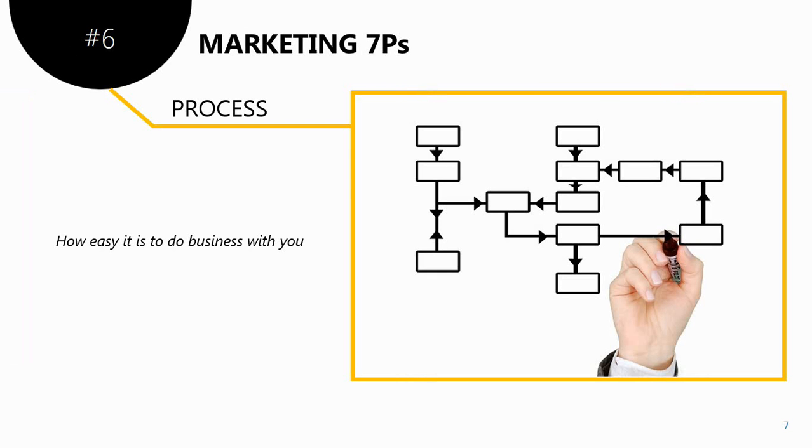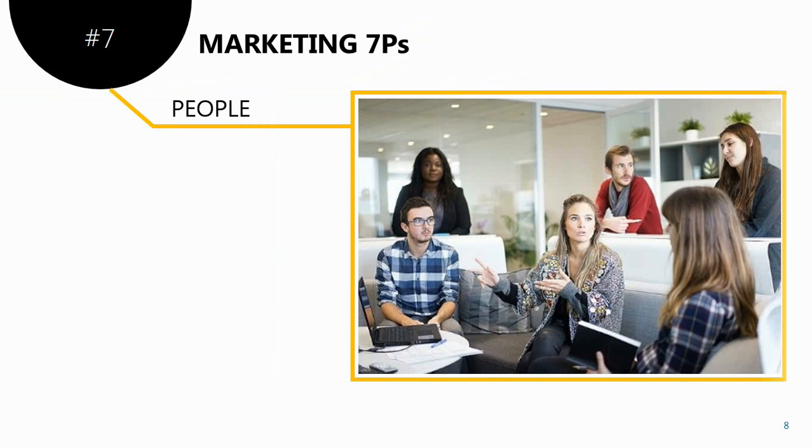The sixth P is process. This refers to how easy it is to do business with you. The seventh P is people. It is about staff, sales, and customer support teams.